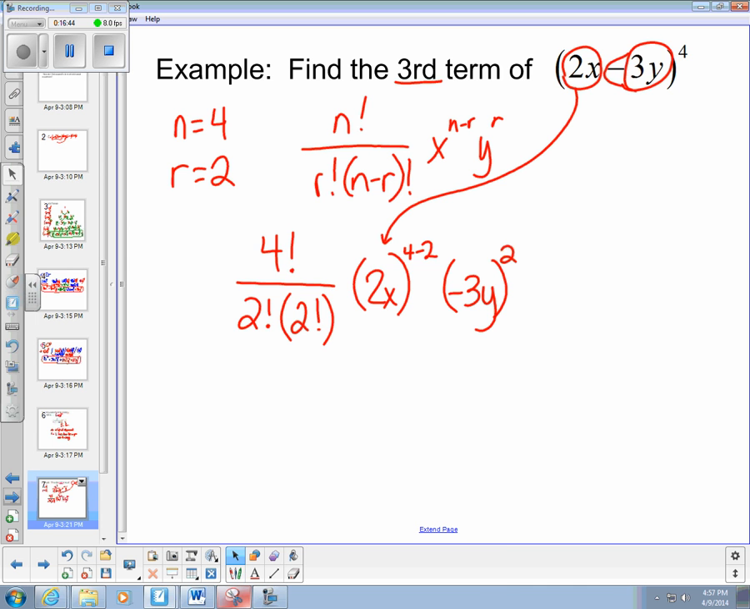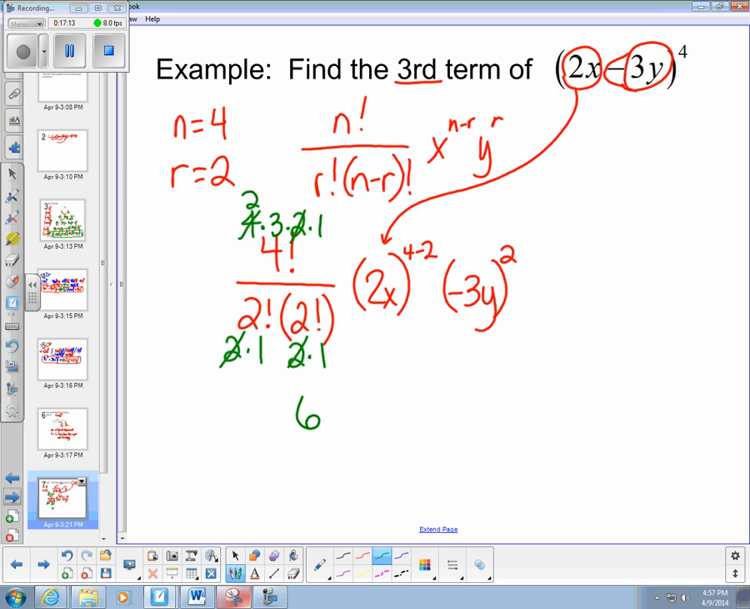Remember your factorial rules. 4 factorial is really 4 times 3 times 2 times 1. 2 factorial is 2 times 1. So let's do a little canceling. The 1s aren't really going to change anything when you're multiplying and dividing, but I can cancel this 2 with this one, and this 2 with the 4. So all I really have left is 2 times 3, which is 6.